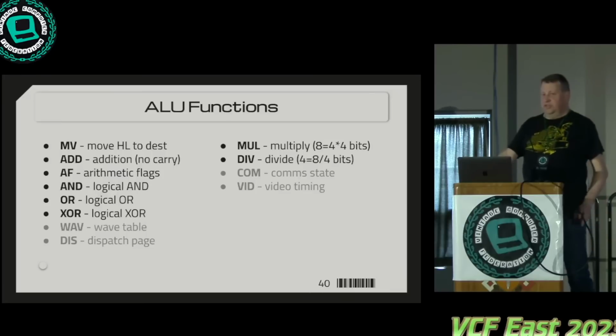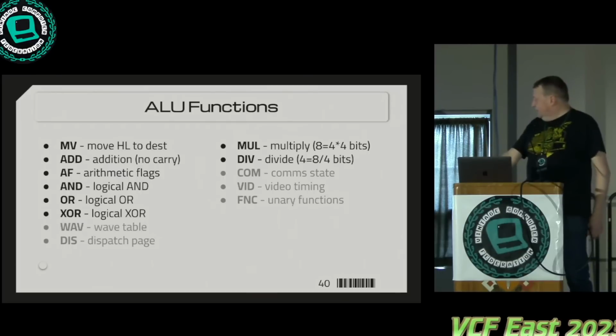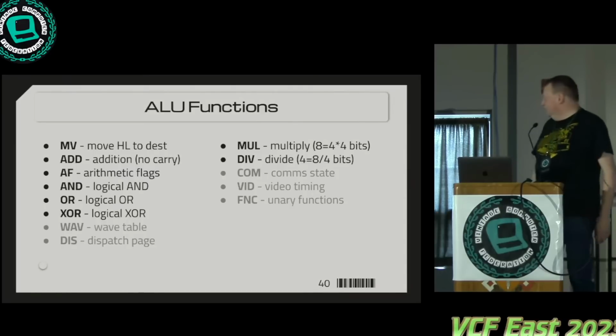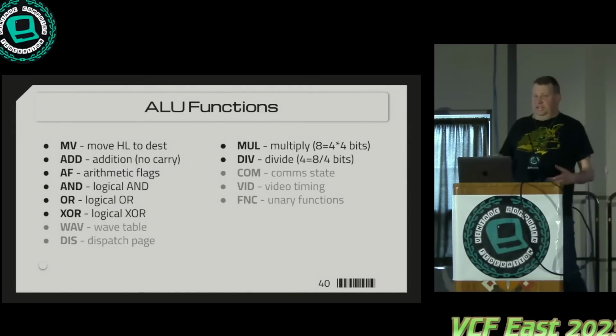A couple more specialized ones. There's a state machine used to sample the actual serial state. That's another sort of specialized table. And then the video timing tables live here. And then you're into the unary functions. I can never say that. So a unary function is like increment or decrement.